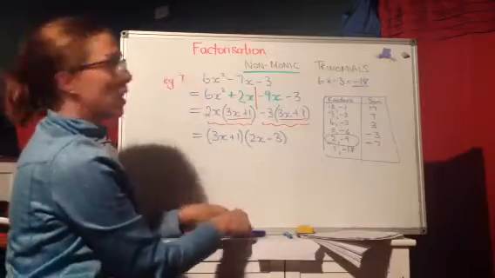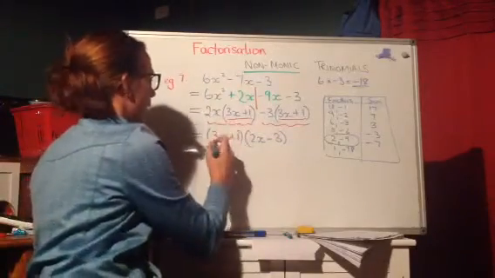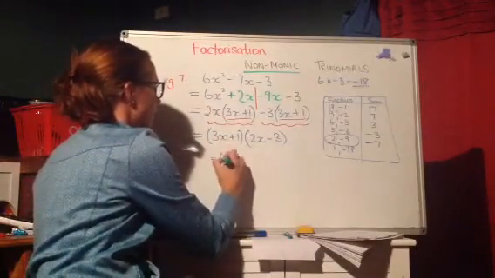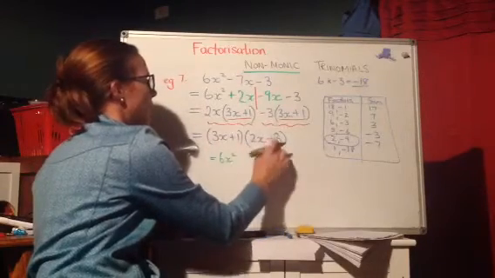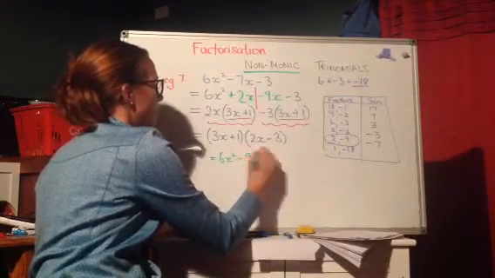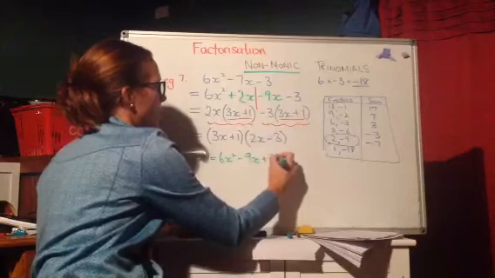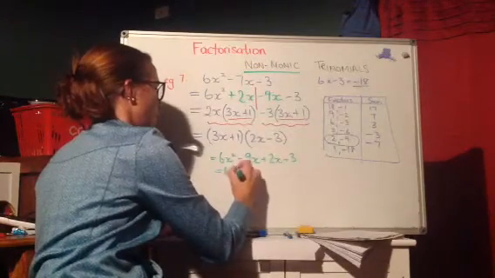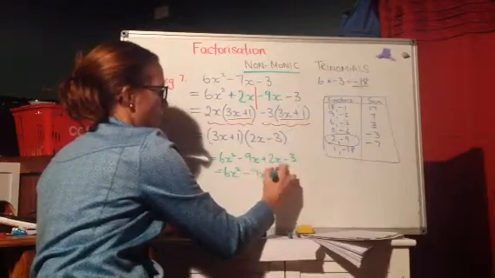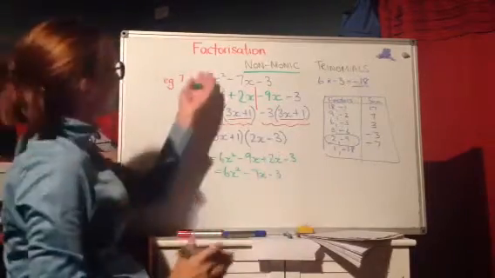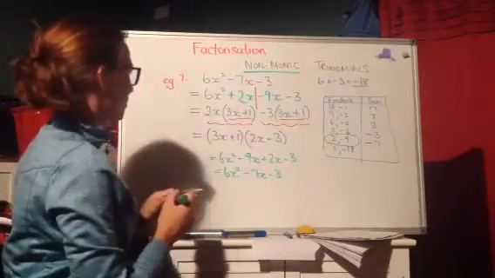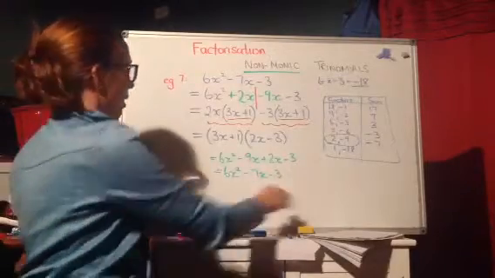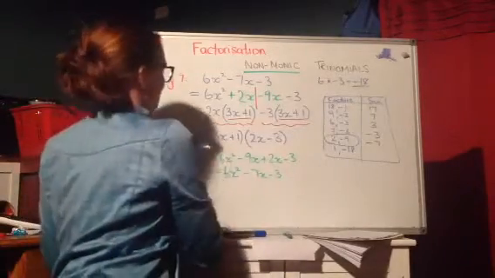And if you need to double check, you don't believe it, multiply it out. 3x times 2x is 6x squared. 3x times negative 3 is negative 9x, plus 2x, take 3, collect the like terms, and ta-da, that's what we started with. Now try another one.